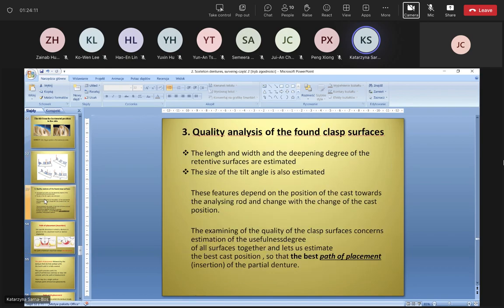What about the quality analysis of the found clasp surfaces? The length and width and the degree of depth of the retentive surface should be estimated. The size of the tilt angle is also estimated. This feature depends on the position of the cast towards the analyzing rod and changes with the change of the cast position.